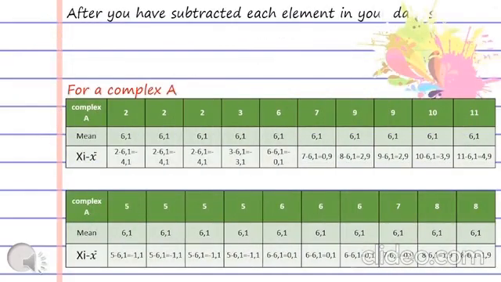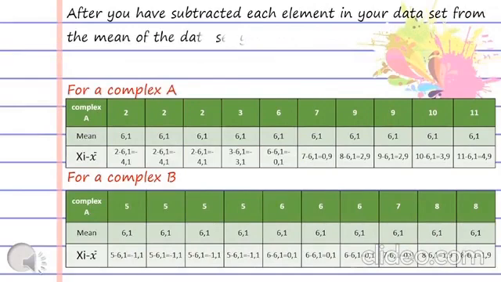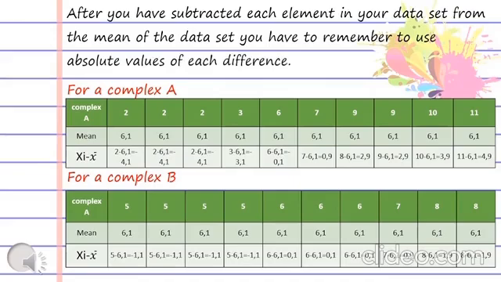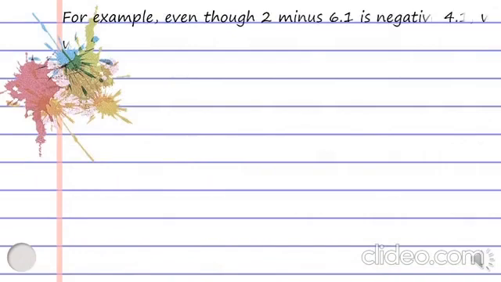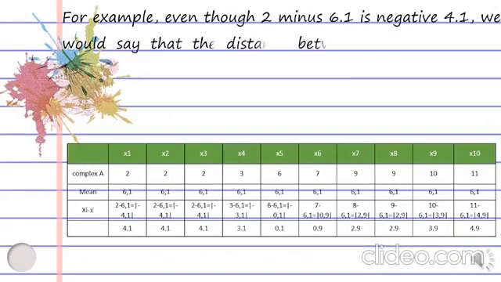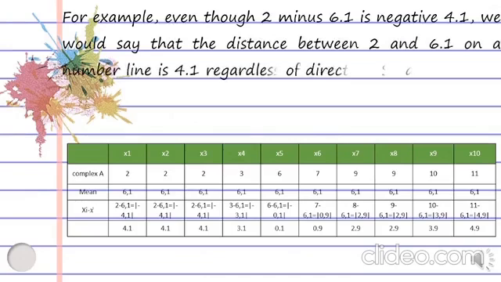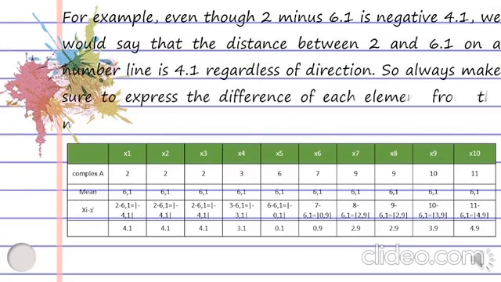After you have subtracted each element in your dataset from the mean of the dataset, you have to remember to use the absolute value of each difference. For example, even though 2 minus 6.1 is negative 4.1, we would say that the distance between 2 and 6.1 on a number line is 4.1 regardless of direction.